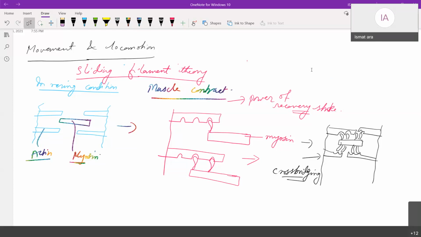So this is cross bridging. Now all the myosin heads are occupied with the active site. But in this step, what is happening, students? All the myosin heads are occupied in the active site. Clear with this?